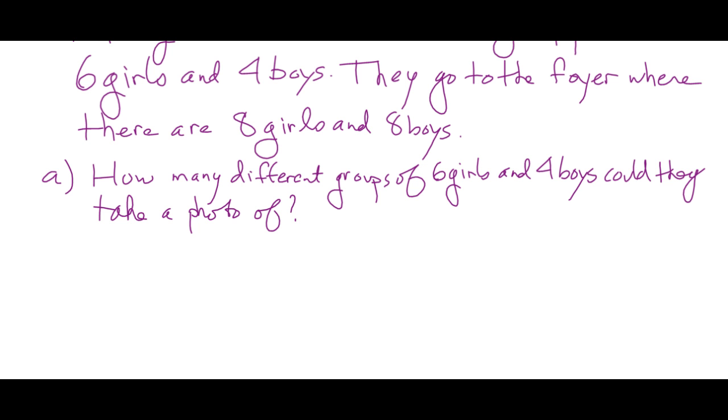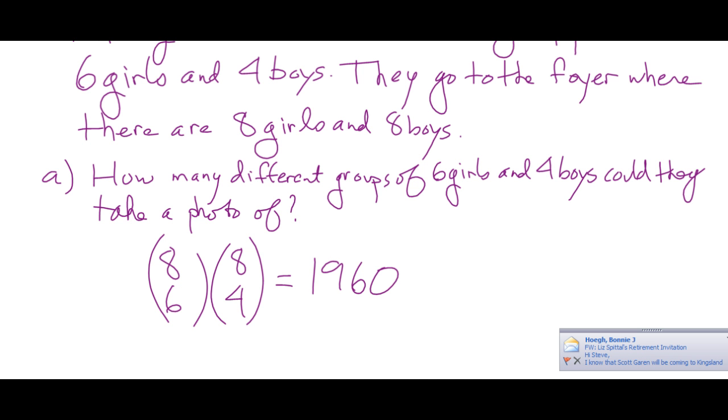How many different groups? So, does the order matter? No. One of the questions you have to ask yourself is, does the order matter? If the order doesn't matter, then this is a combination. So what's the answer? How many girls are there? 8. How many do I need? 6. How many boys are there? 8 boys. How many do I need? 4. So it's 8 choose 6 times 8 choose 4, which is 1960.